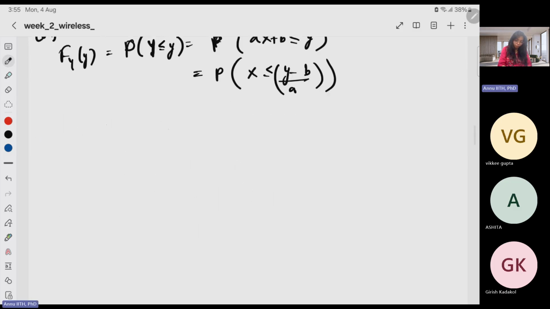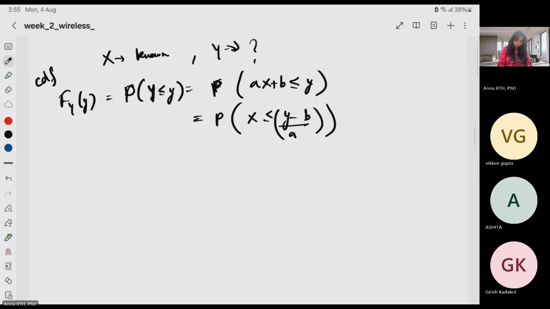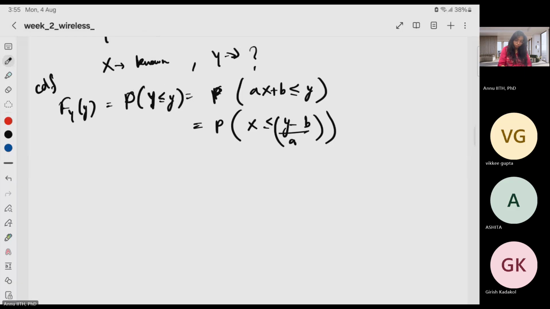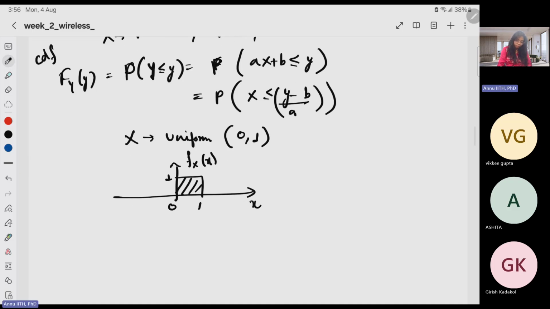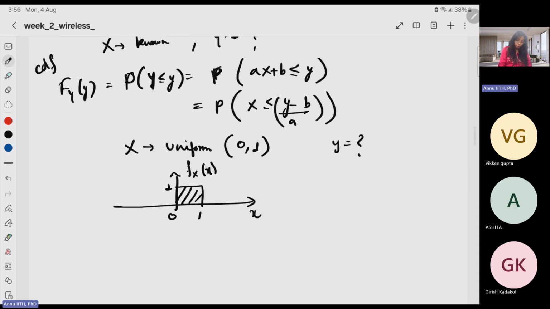So if x is uniform distribution, if x is uniform from 0 to 1, how will x look? 0 to 1 on the x axis, and this is f of x. This is x and this is 1, because the area should be 1. Now I'm asking how y will look.